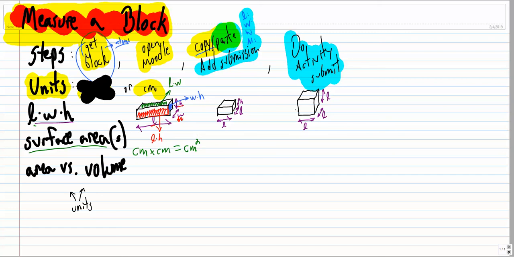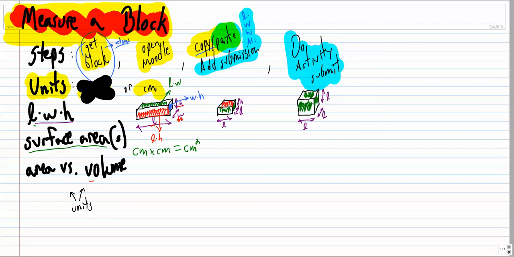All right, so you can look at any one of these surfaces. Like on the cube, all three of these are going to be the same because all the lengths were the same. And on this, what did they call it, a rectangular prism, this area would be the same as this area, but it would be different from this area.